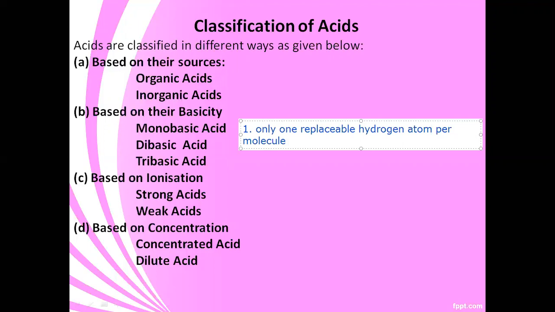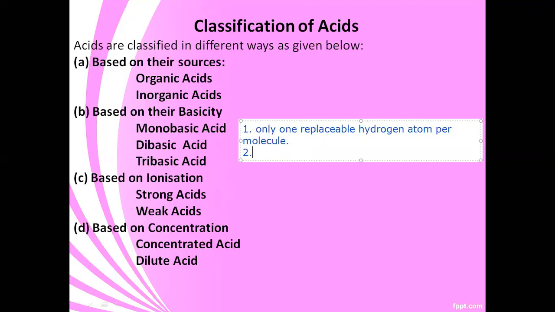Also, you know which acids have only one hydrogen atom replaced, as we have seen already. Which acids have only one replaceable hydrogen atom? Acetic acid, formic acid, and nitric acid. So these are the examples of monobasic acid. Okay.